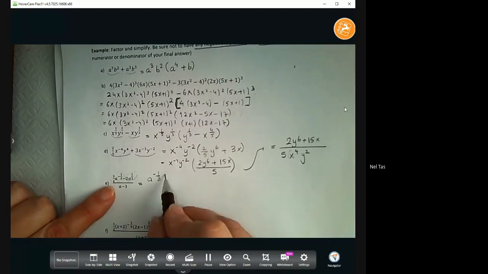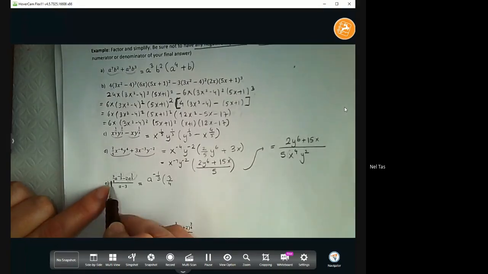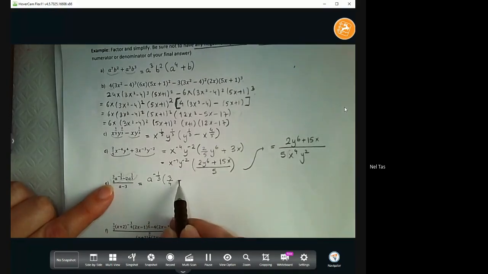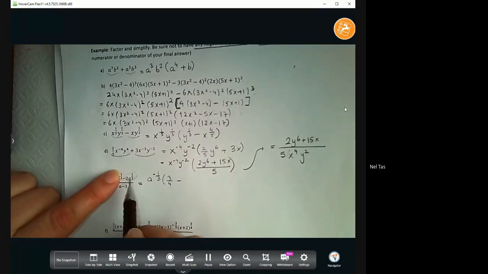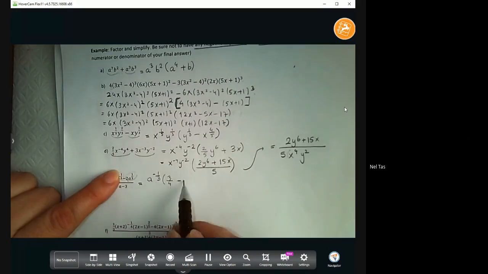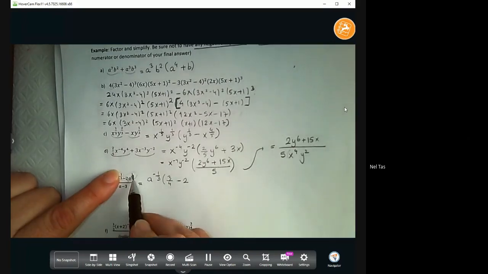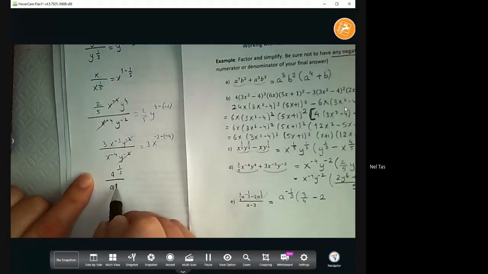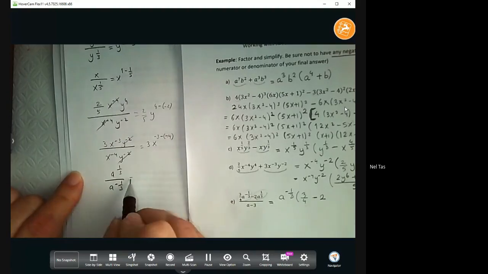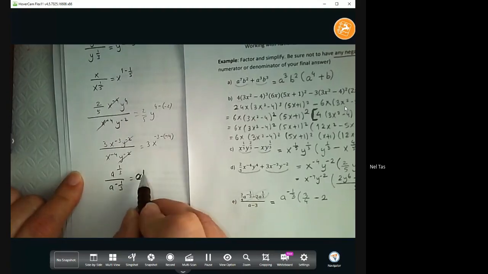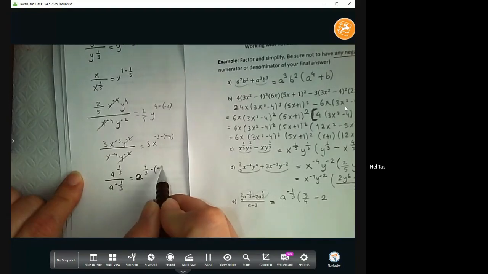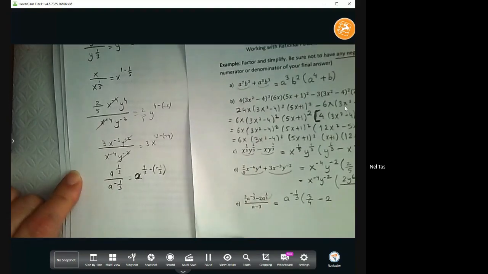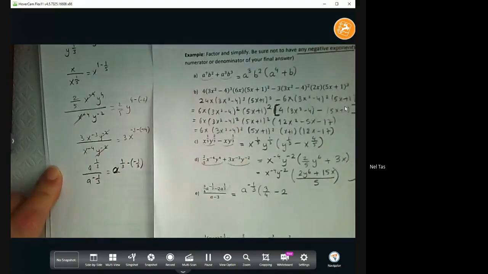Open a bracket. So we have 3 over 4. If you divide this first term by the common factor, we only get 3 over 4. Minus, now divide the second term by this common factor. We get 2. And we have a to the power of 1 over 3 divided by a to the power of negative 1 over 3. So subtract the powers. 1 over 3 minus negative 1 over 3 gives you 1 over 3 plus 1 over 3, which is 2 over 3.